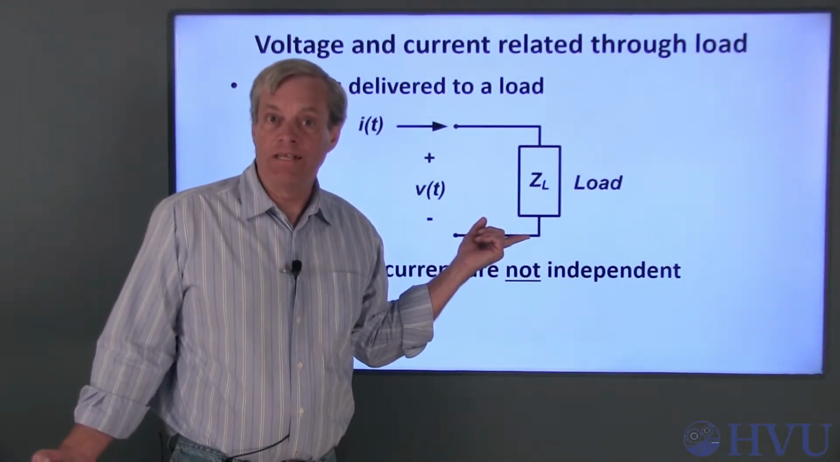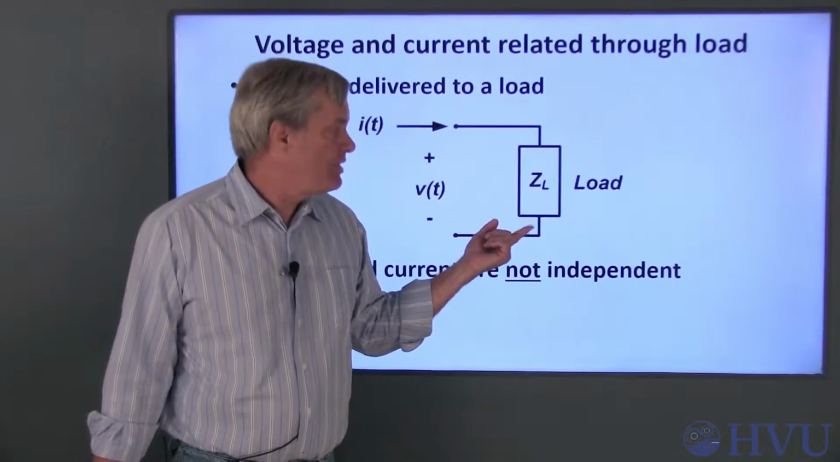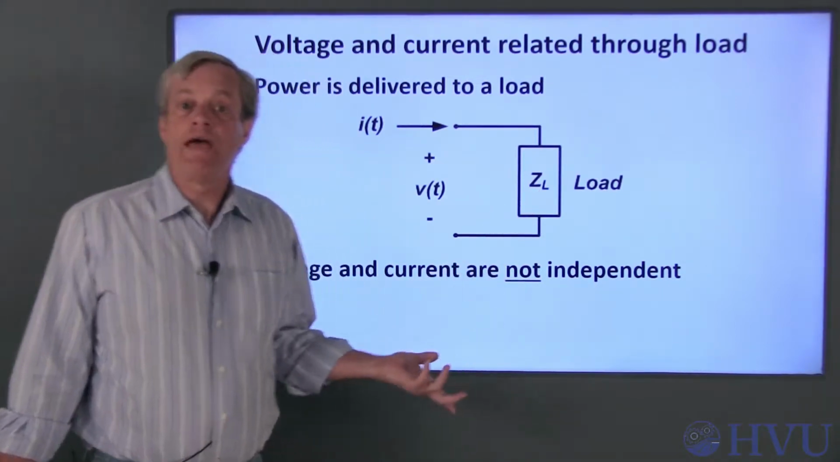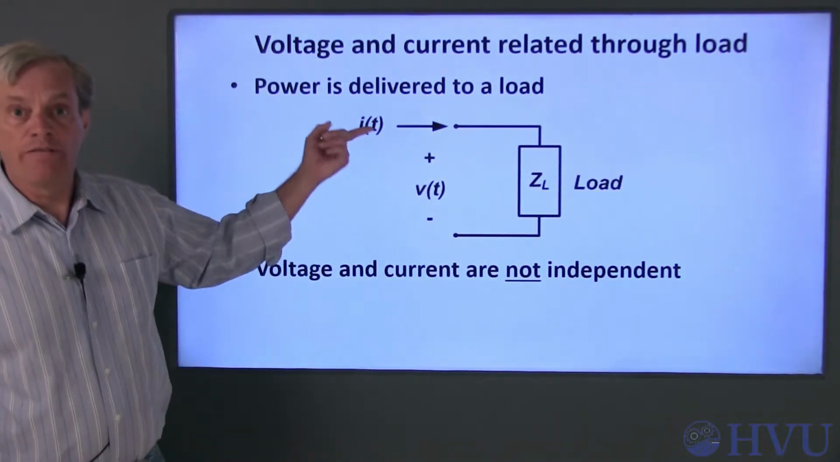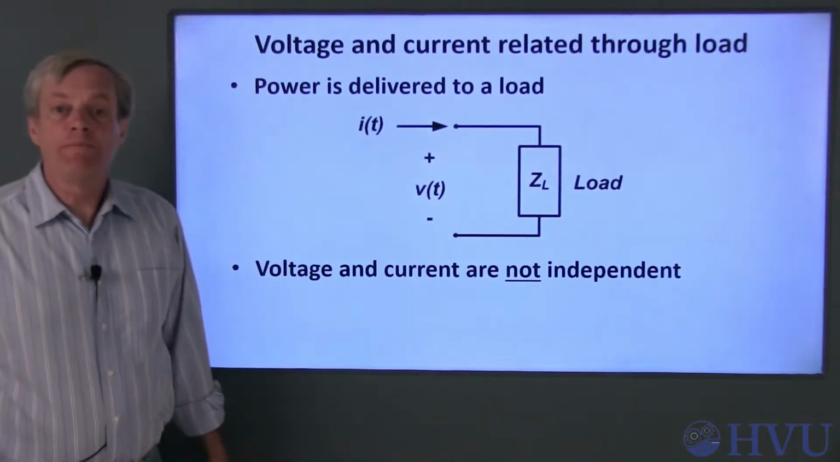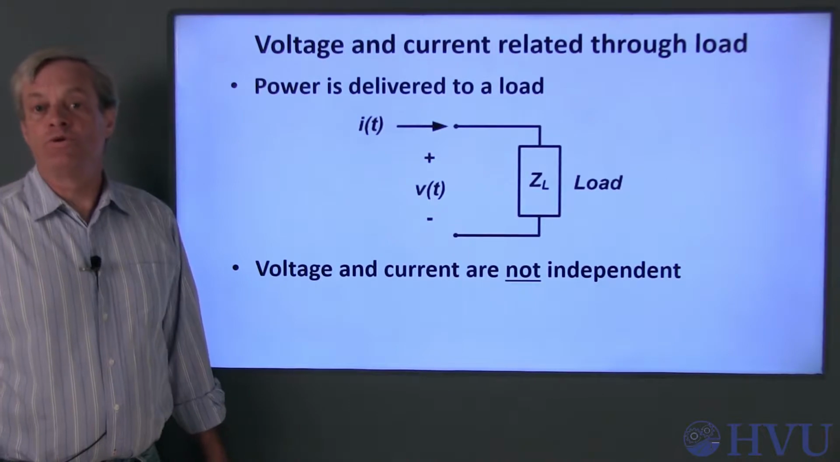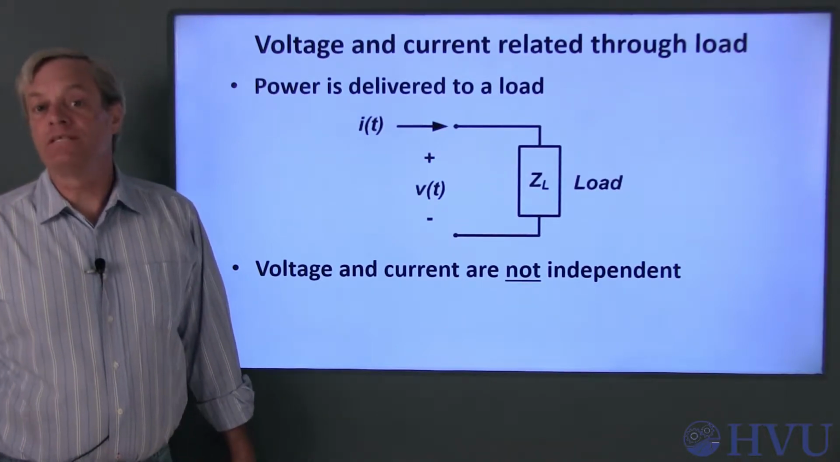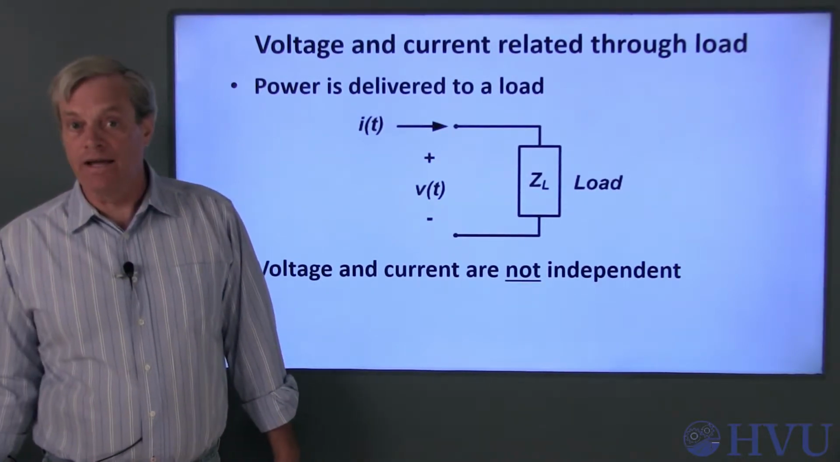So if we want to determine the average power delivered to this load impedance Z sub L, we have to use the voltage across the load and the current through the load in our power calculations. Always keep in mind that the voltage and the current you use in power calculations have to be consistent with the power you want to find.